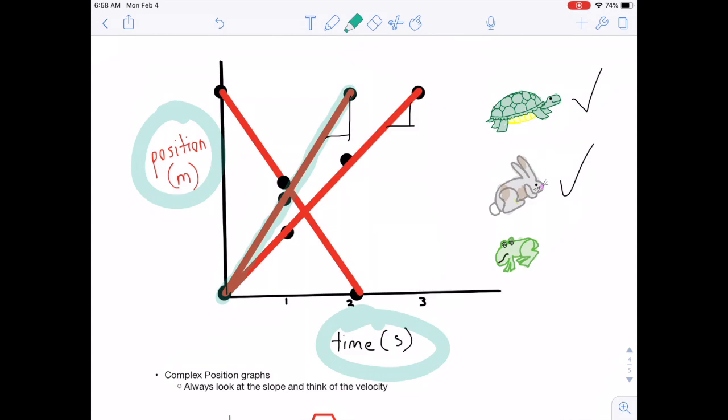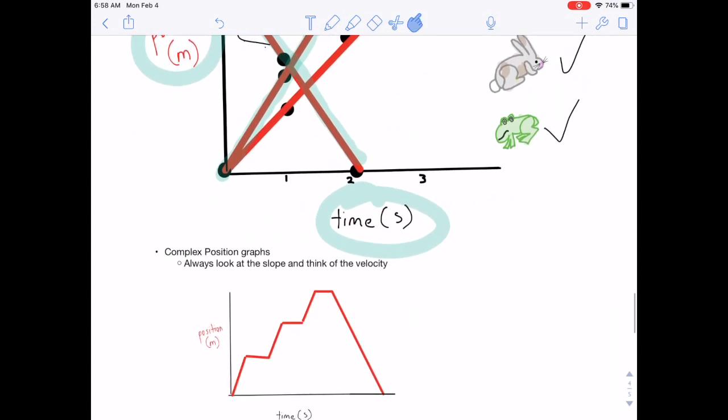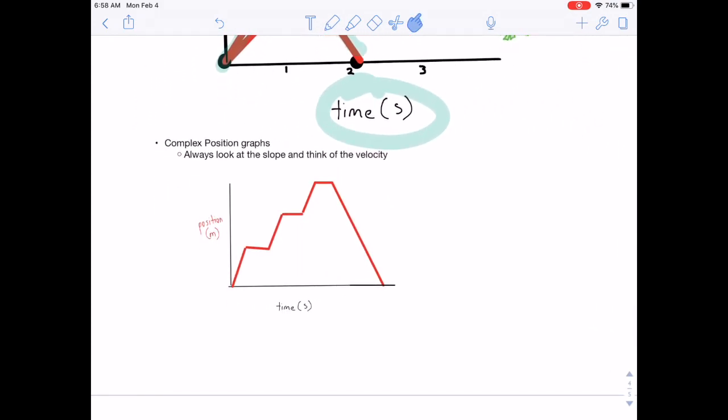That'll just help. All right, so if we look at this negative slope here, that slope belongs to none other than Mr. Frog here, because he is moving to the left, or in the negative direction. So for complex position graphs, always look at the slope and think of the velocity.